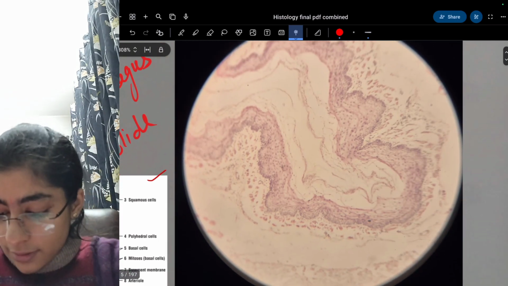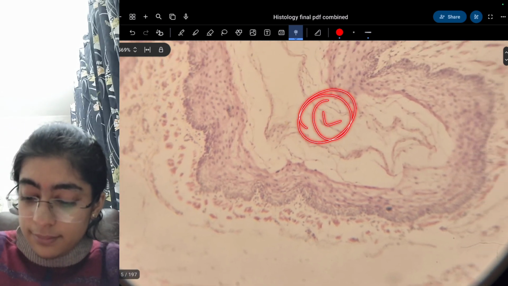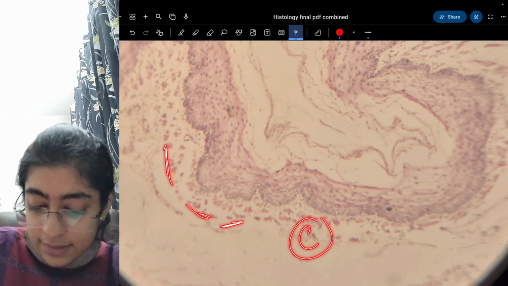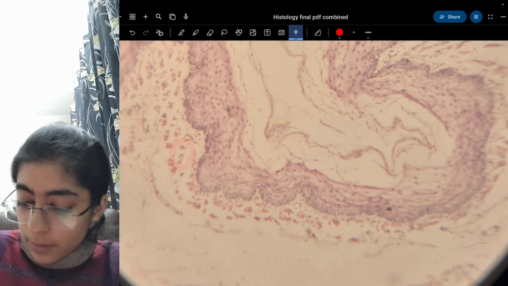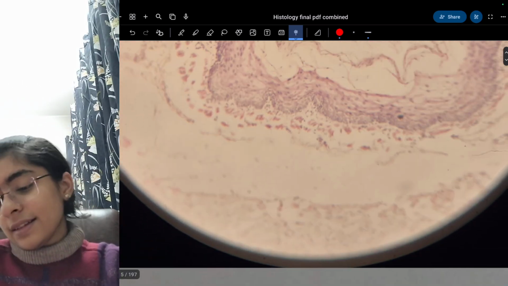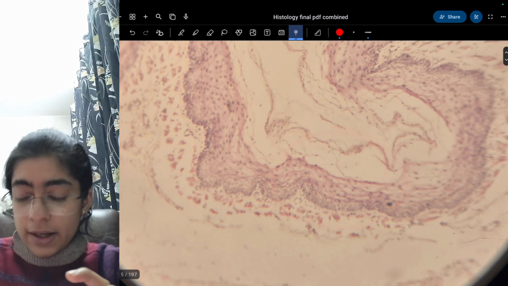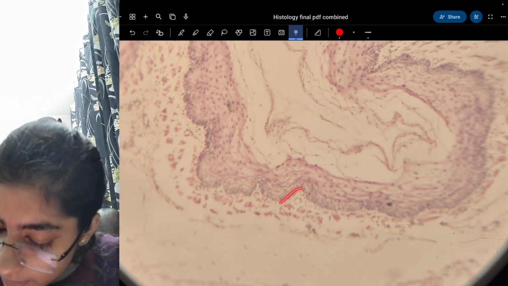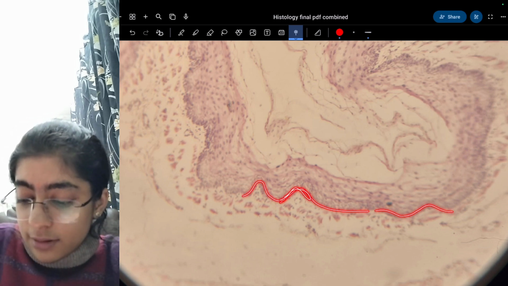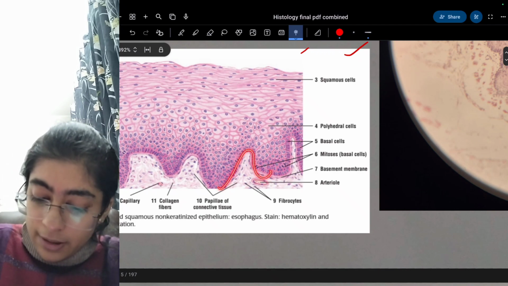Let's try to find these things here. This is the lumen and this is the connective tissue. These are the muscle layer, the dark pink is muscle. Everything is mixed right here, but you have to focus on this part. This is the basement membrane. I hope you can trace it, and it is in the form of papillae. This curved part is called papilla, and here also you can see papillae.